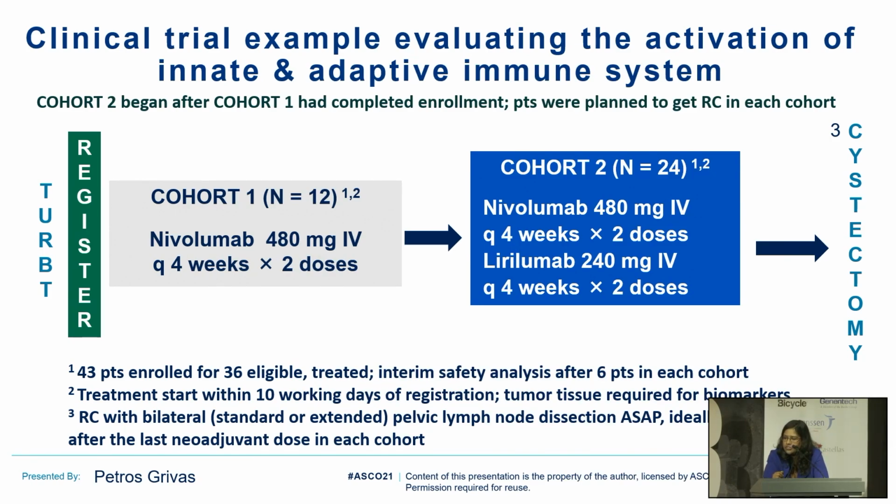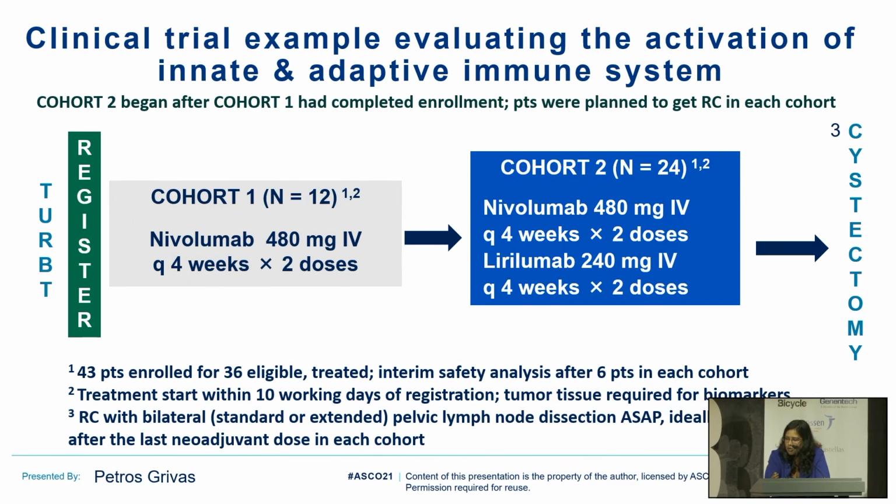You have the patients undergoing TURBT. Then there are two cohorts: one receives Nivo 4 weeks apart in 2 doses, and cohort 2 receives the Nivo and anti-KIR. So anti-KIR is a KIR2D pan-blocking antibody that helps in the activation of NK cells. KIR is an inhibitory receptor on NK cells, so blocking it with anti-KIR helps to activate the NK cells.